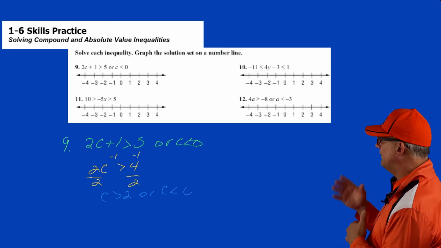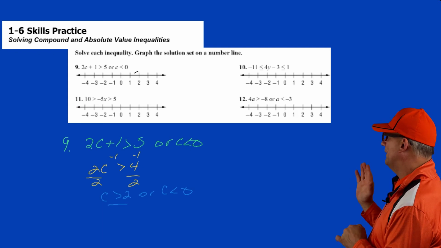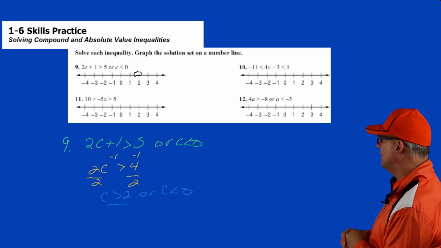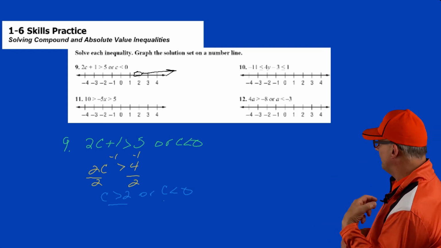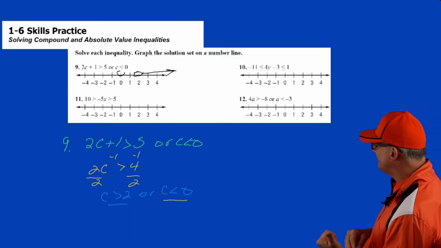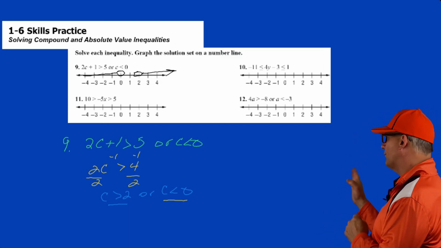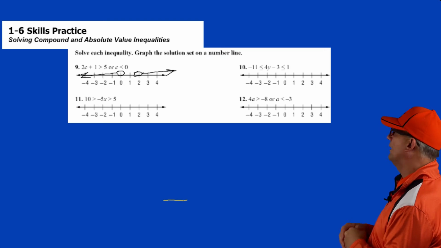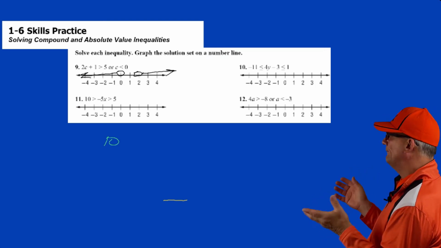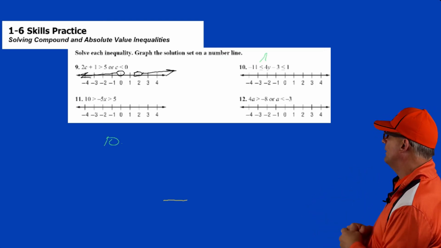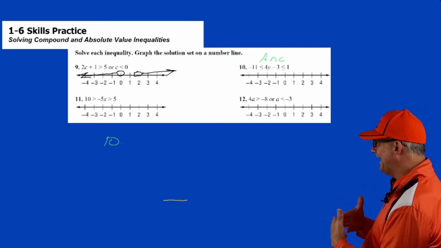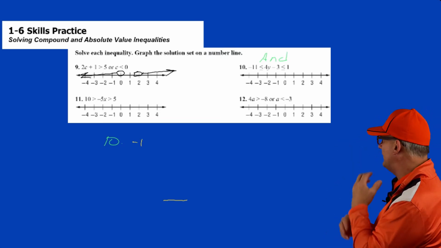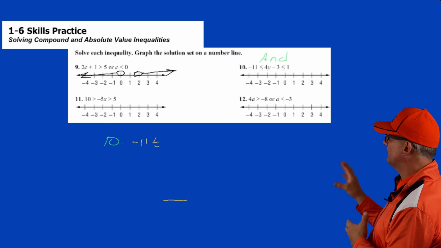So we're going to go up to our graph. We're going to put a dot above 2 and above 0. Above the 0, we're going to go to the left. Above the 2, we're going to go to the right. So this is what we call an OR graph because they're going in opposite directions. If they were going at each other, we call that an AND, and you'll see that here on this one. So look at number 10.